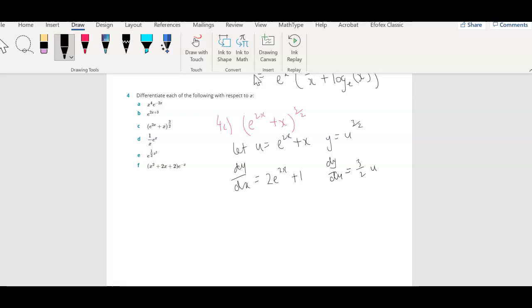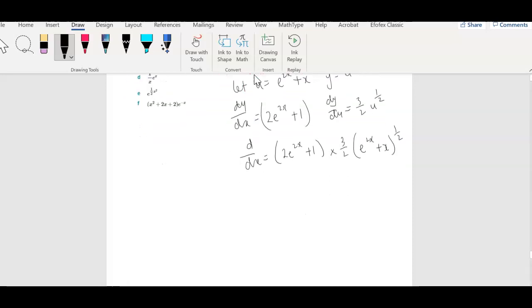And then dy/dx, so we're going to multiply them. Remember, we're using the chain rule, not the product rule. And we're going to have to put this in brackets because there's 2 terms there. 2e to the 2x plus 1, times 3 on 2, times e to the 2x plus x, to the half.